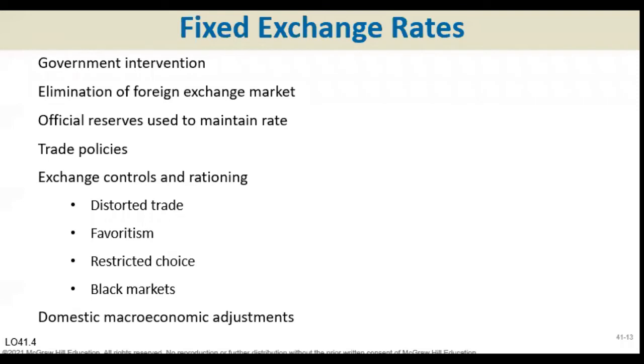Government can also try trade policy to discourage imports and encourage exports. This type of policy can reduce the volume of world trade and can also lead to retaliation by other nations in response to the trade restrictions.